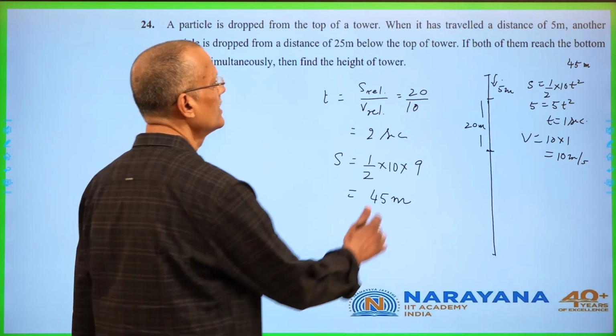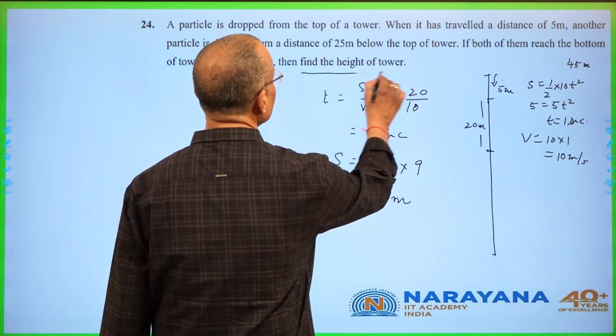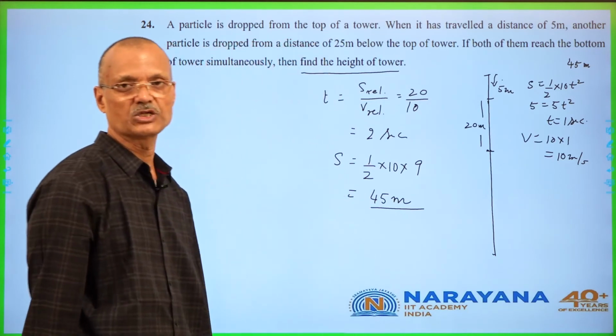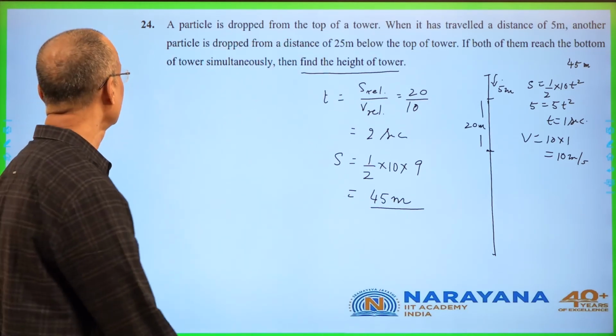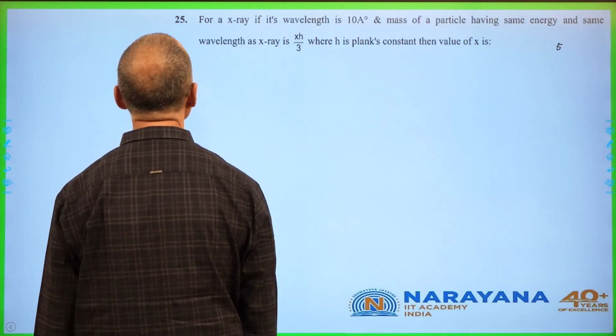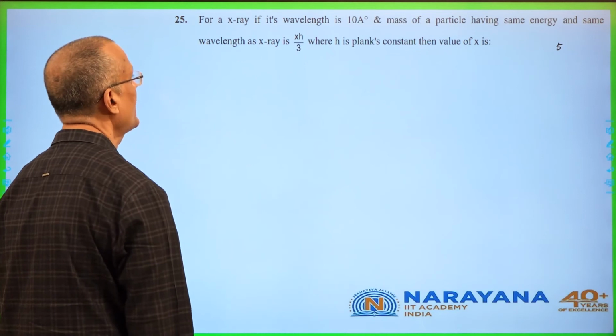Your answer, they have asked you height of tower, your answer is 45 meter. Clear to you? Now, let us move to next question. I am now on question number 25.